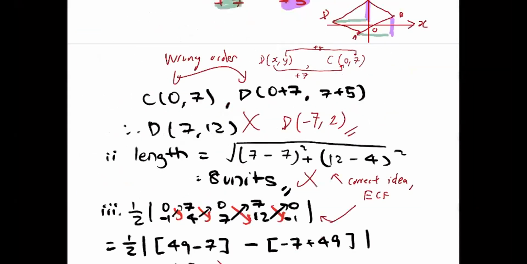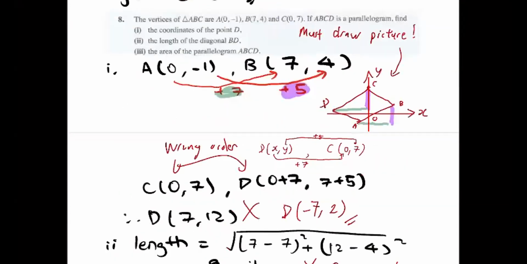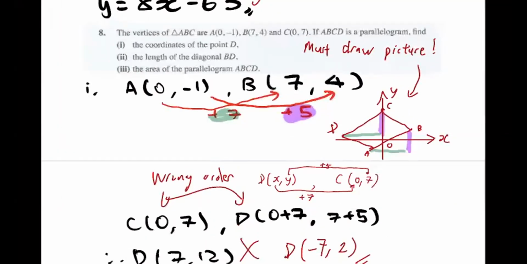And here you used the formula correctly, but there was an error carried forward with finding the coordinates of D. Let's read the question first. They give you the vertices of a triangle ABC, with A, B, C and an unknown D. What you should have done is roughly plot out on the X and Y axis where points A, B, and C are. So it's actually here, here, and here. Do you agree with the diagram?